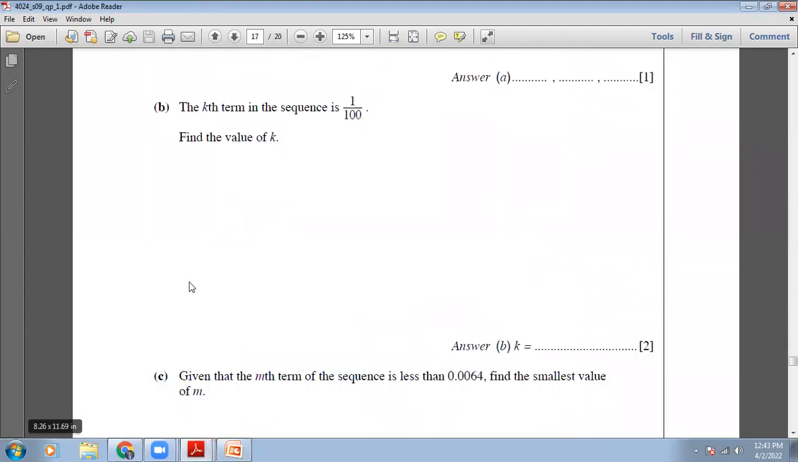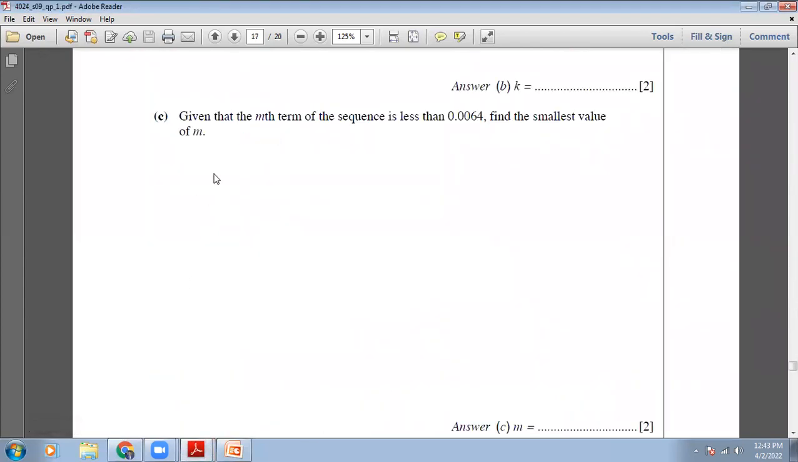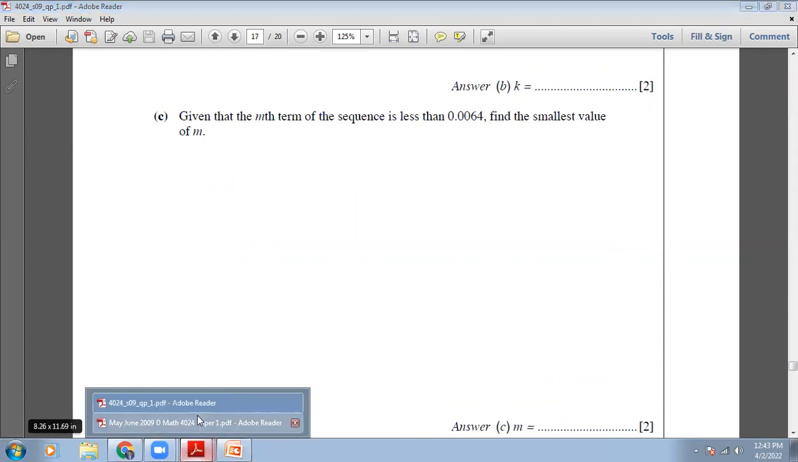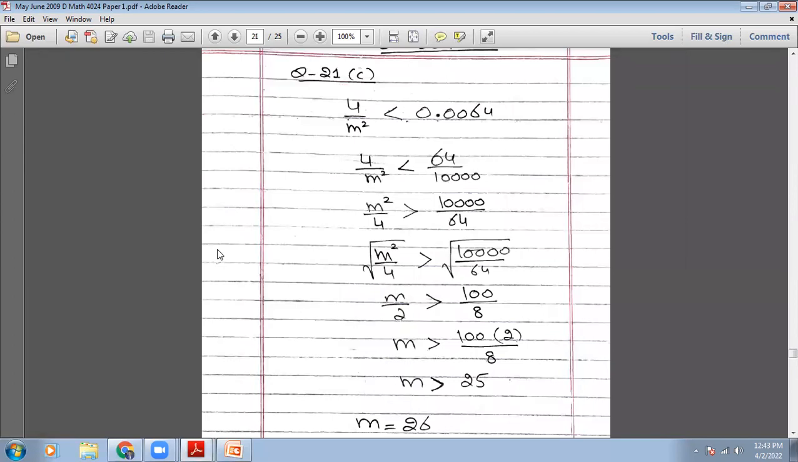Then, given that the mth term of the sequence is less than 0.064, find the smallest value of m. It means 4 by m square is less than 0.064. So remove that decimal. 4 by m square will be less than 64 by 10,000. So reciprocate both the fractions, and when you reciprocate both the fractions, the sign of the inequality will change. So m square by 4 will become greater than 10,000 by 64.